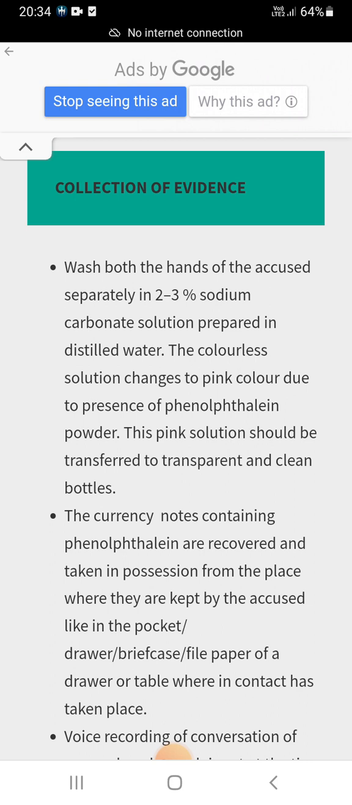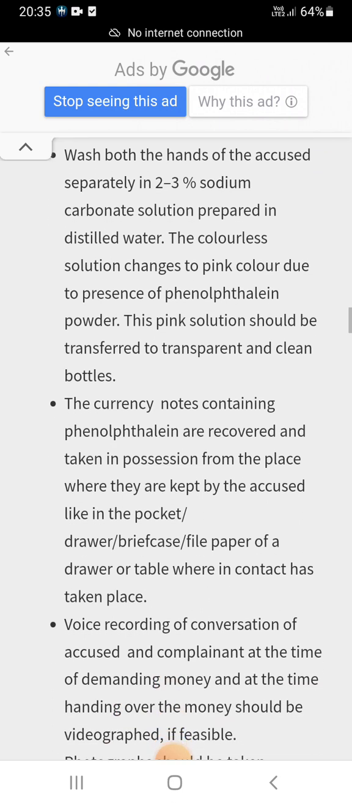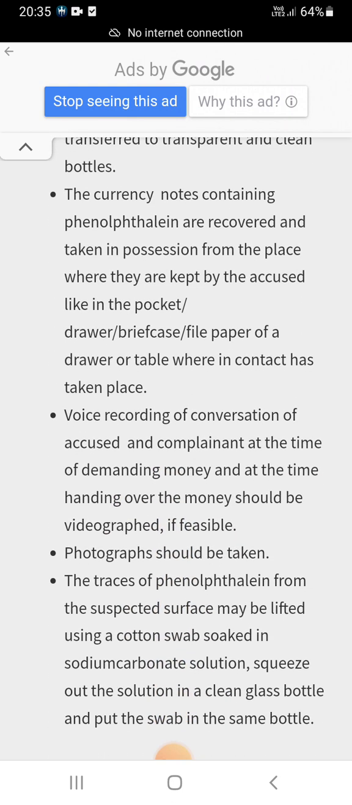in 2 to 3% sodium carbonate solution, and then the washings are collected, transferred to a transparent bottle, and labeled properly with the name of the suspect, with details like washings from the left hand or right hand. The currency note should be recovered. It should be collected in a proper envelope, with a druggist fold.